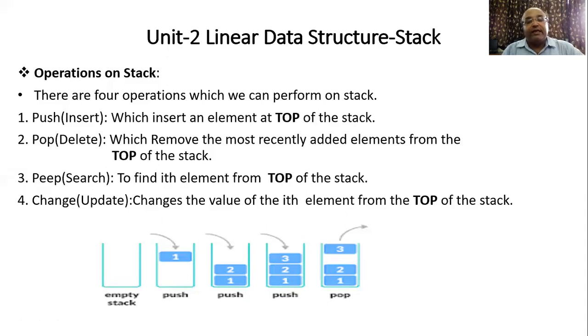Because at last we inserted 3. Now suppose you want to perform a pop operation. In case of pop, it removes the most recently added element. The most recently added element is 3. So we are not able to remove 1 directly. First we have to remove 3, then 2, and after that you can remove 1. So the element which you inserted last will come out first. So this is about all the basic 4 operations which you can perform on a stack.